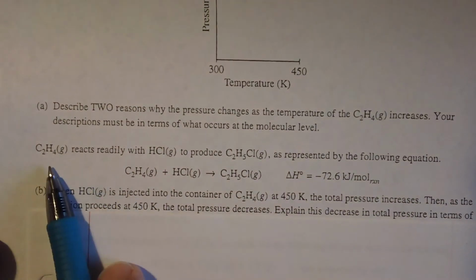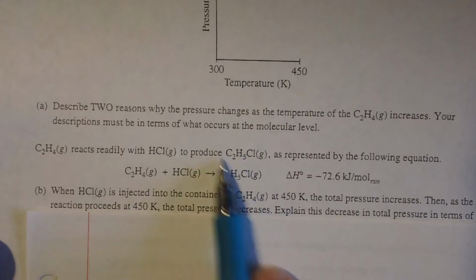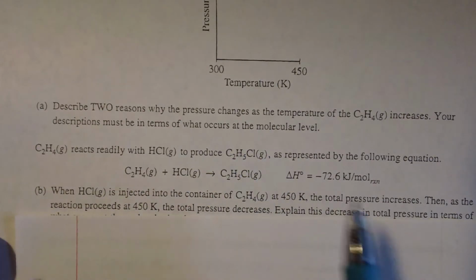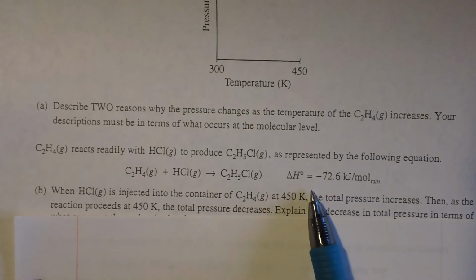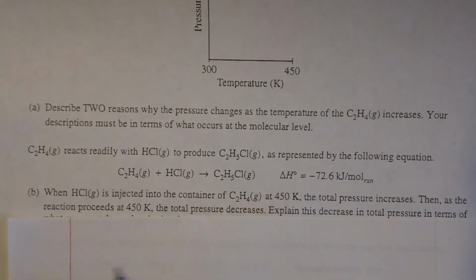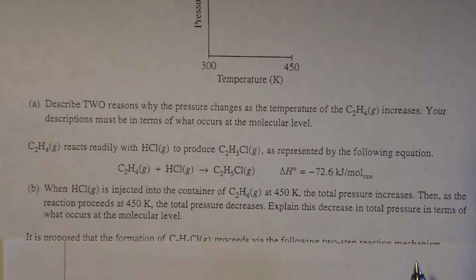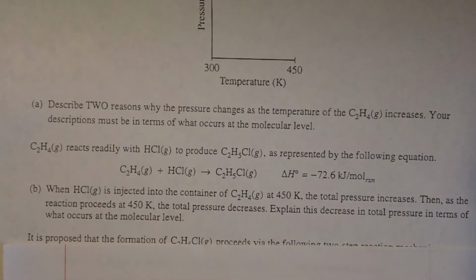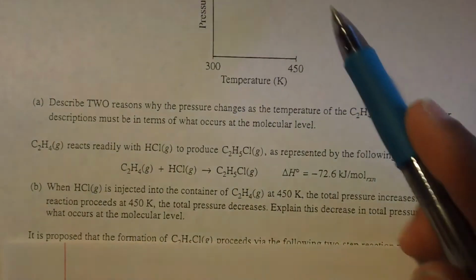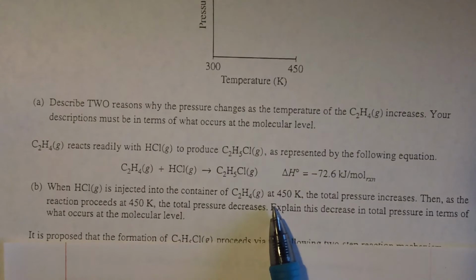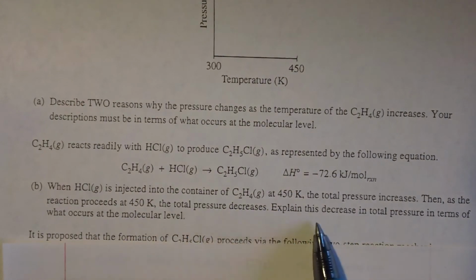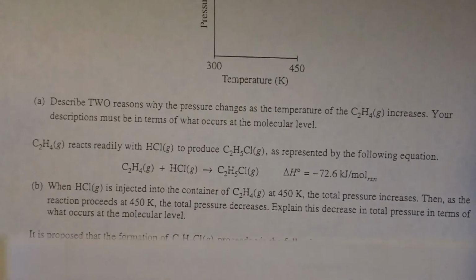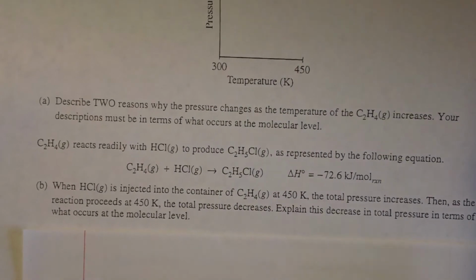Good. Then they give you this guy reacts with HCl, produces C2H5Cl, represented below. It gives us a delta H here. That's negative, so we know this is exothermic. It says when HCl is injected in a container, the total pressure increases. That's what we just talked about as we heat it up. Then, as the reaction proceeds at 450, the total pressure decreases. Why does the decrease in total pressure occur in terms of molecular level?